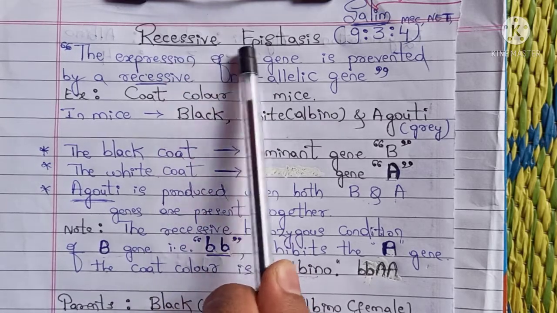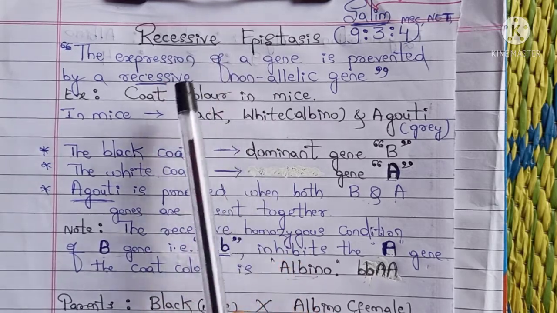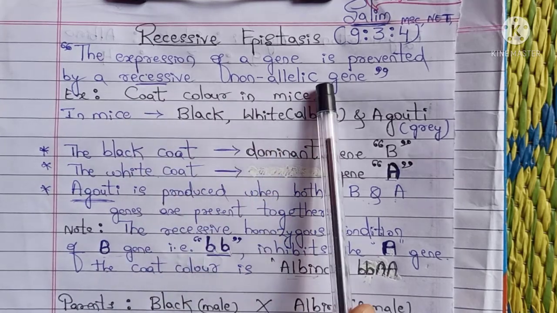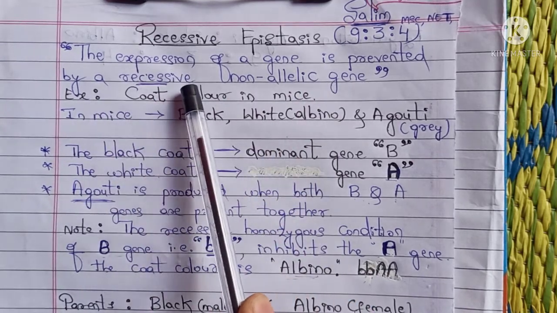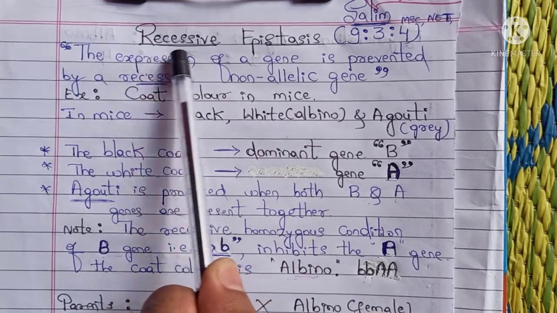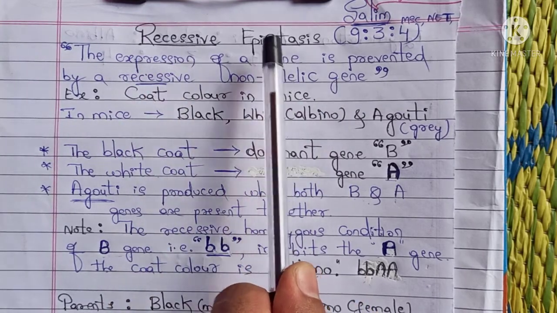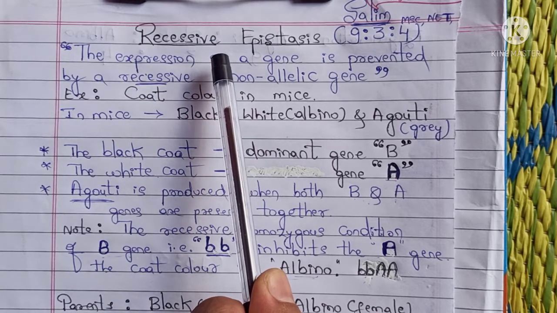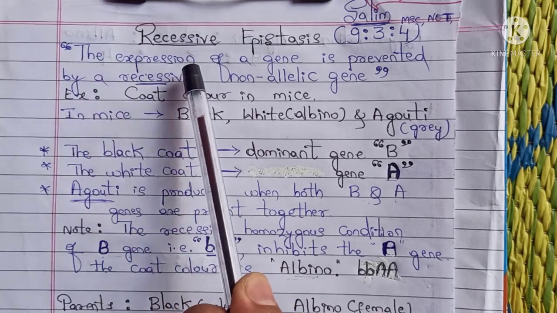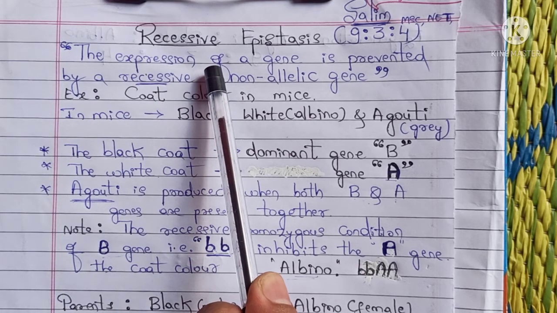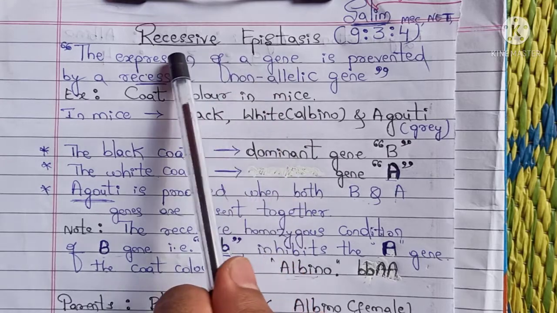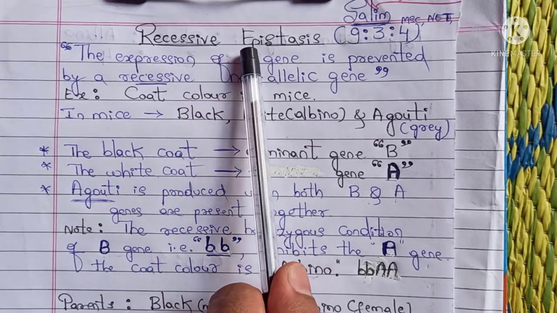Why is it called recessive epistasis? You have to remember, it is because of the presence of a recessive non-allelic gene. Suppose if a dominant non-allelic gene is present, it is called dominant epistasis. If you want to study dominant epistasis, in my last video I told you in detail about dominant epistasis with an example. So in this video I am going to focus only on recessive epistasis.